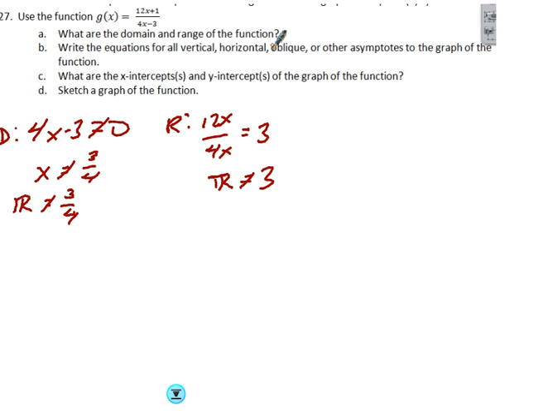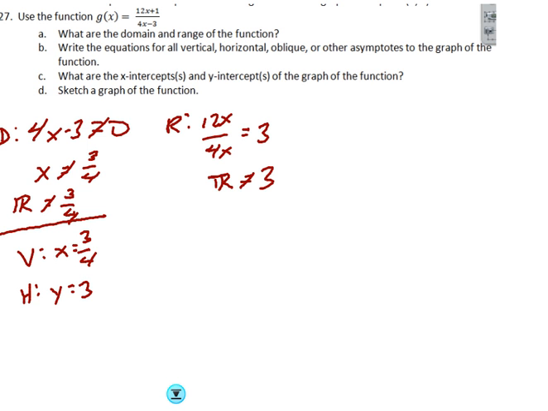Part B, write the equations for all vertical, horizontal, oblique, other asymptotes to graph the function. Well, if x can't be 3/4, that looks like some type of asymptote. So that's a vertical asymptote. So vertical asymptote x equals 3/4. If the range is everything but 3, that's also an asymptote. So that's all real numbers that are not 3. For a horizontal asymptote, y equals 3. So that takes care of part B right there. Oblique asymptotes, there are none. If you do the long division, you'll realize that you'll get 3 out as your quotient and not anything with an x.